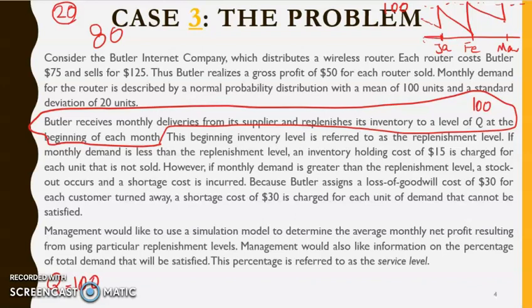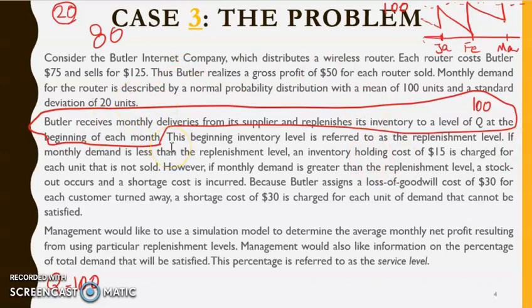If it is 20, so it needs 80. If it is 0, it needs 100. If it is 50, it needs 50. Now that you know about this part, let's continue with the rest.